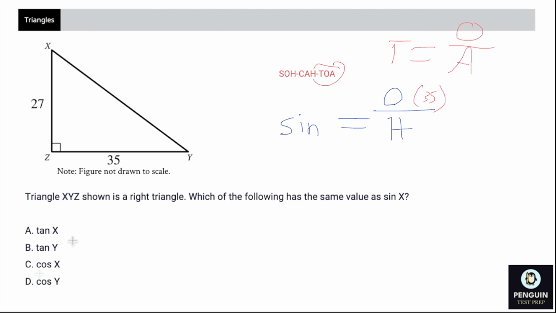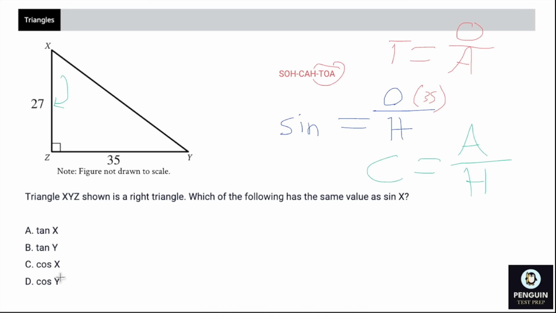Cosine of x. Cosine of x is going to be the CA, so I'll grab a third color here. Cosine equals a divided by h. So this does involve the hypotenuse, but it has our adjacent divided by the hypotenuse, right? Adjacent is 27, and then the hypotenuse is, we don't know, but 27 divided by the hypotenuse is never going to be the same thing as 35 divided by the hypotenuse. So that doesn't work, right?